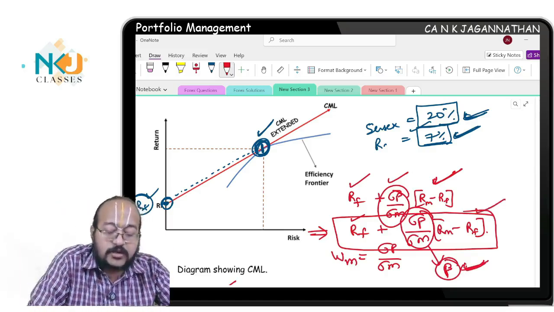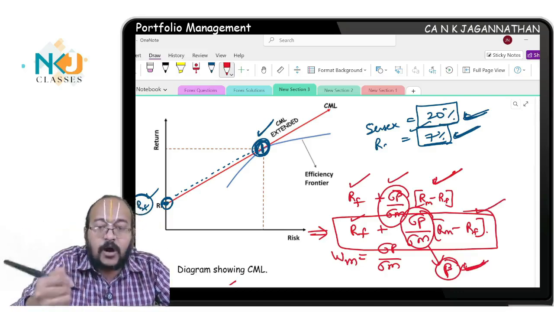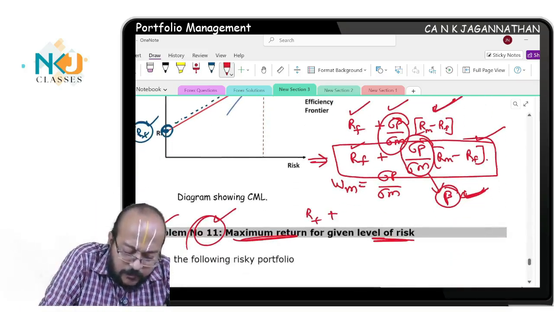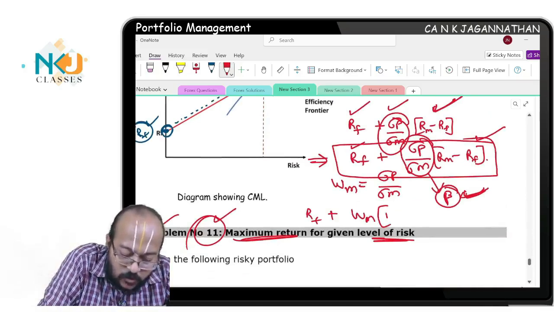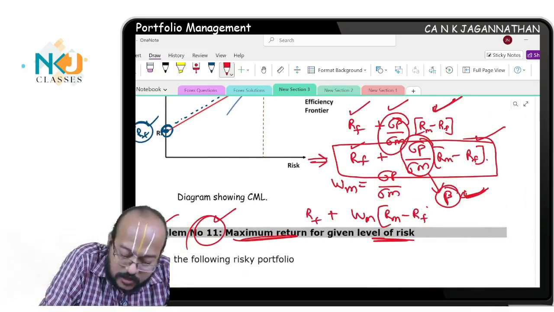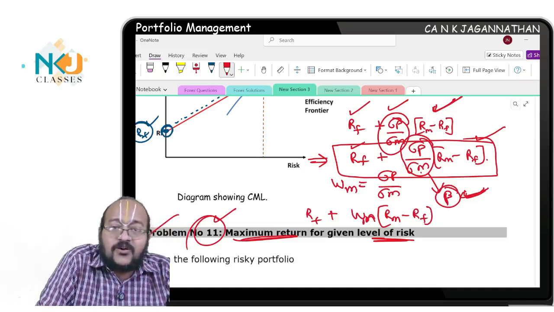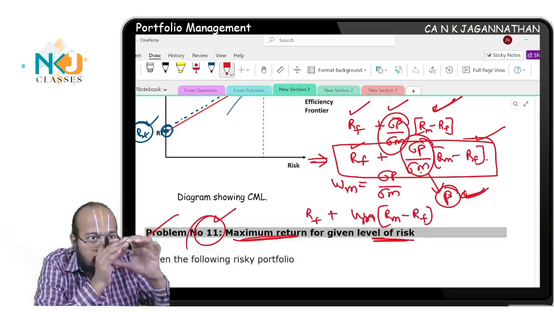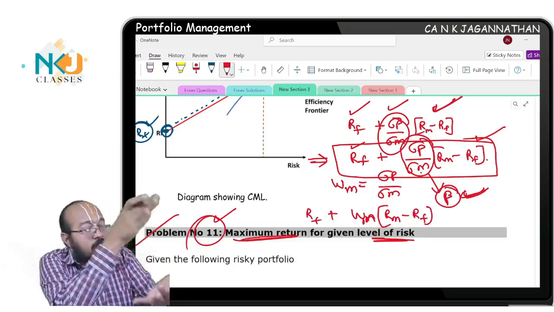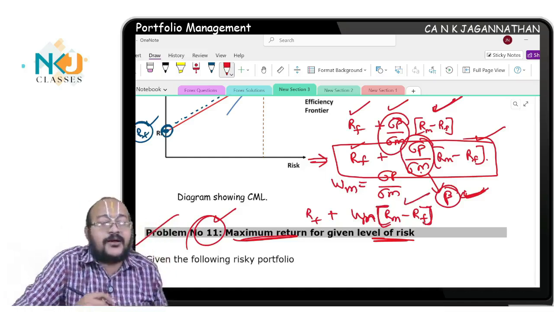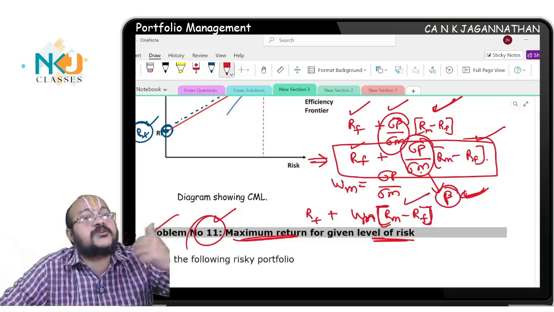So this is the equation. This is called the capital market line equation: RF plus sigma P by sigma M into RM minus RF. This can also be simplified like this: RF plus weight of M into RM minus RF. Are you listening? How did the sigma P by sigma M come? This is nothing but the weight of M. That portion of the amount which is invested in the market is the only portion that will demand the premium. RM minus RF is nothing but the premium over the risk-free rate of return.